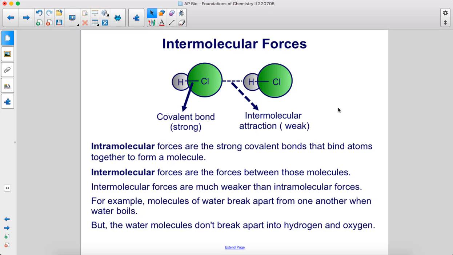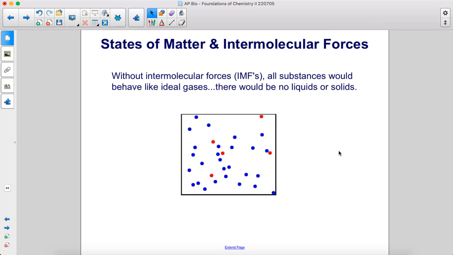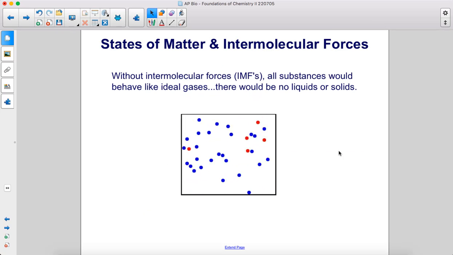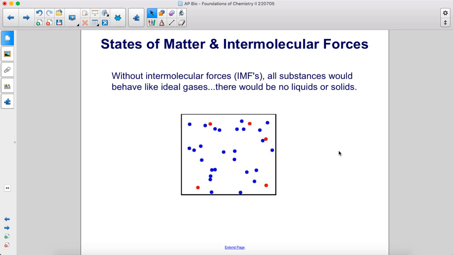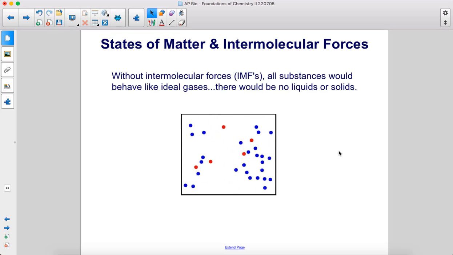Intramolecular forces are the strong covalent bonds that bind atoms together to form a molecule. Intermolecular forces are the forces between those molecules. Intermolecular forces are much weaker than intramolecular forces. For example, molecules of water break apart from one another when water boils, but the water molecules don't break apart into hydrogen and oxygen. Without intermolecular forces, all substances would behave like ideal gases. There would be no liquids or solids.